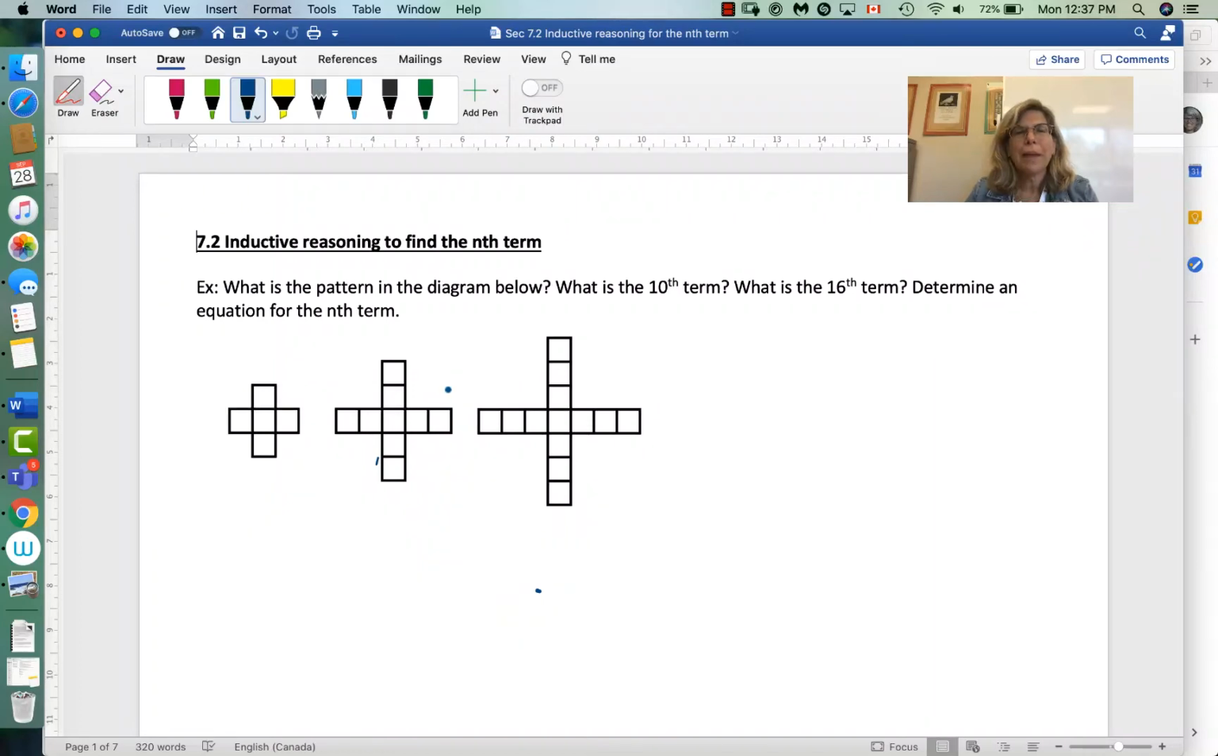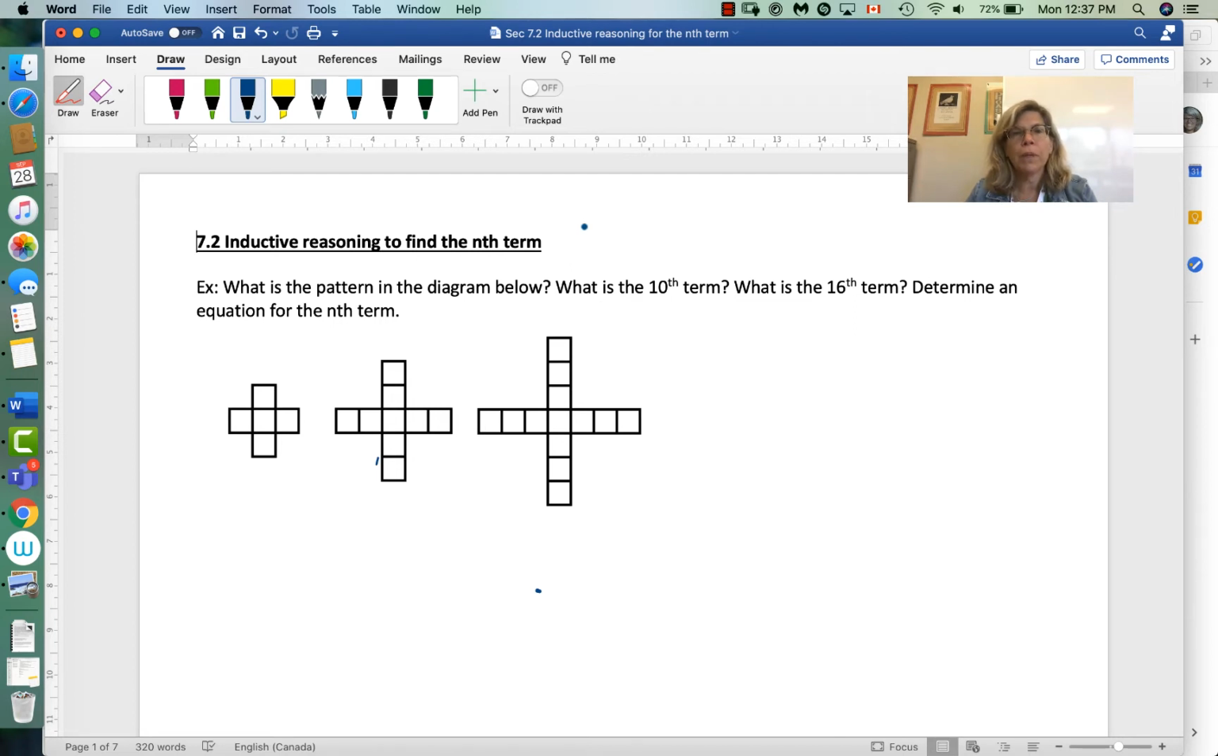Hi everyone. Today we are going to talk about section 7.2, which is inductive reasoning to find the nth term. Yesterday we looked at inductive reasoning to find a term, so maybe the 10th term or the 12th term. Well, in this section we talk about inductive reasoning to find any number of terms. It could be the thousandth, the millionth, whatever.